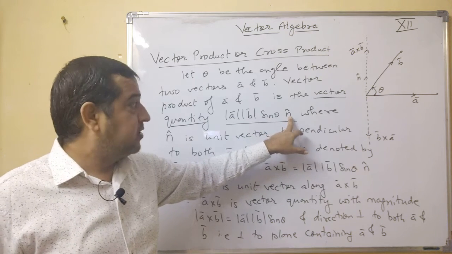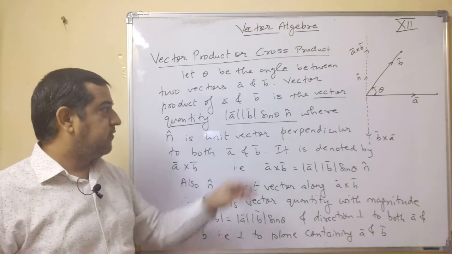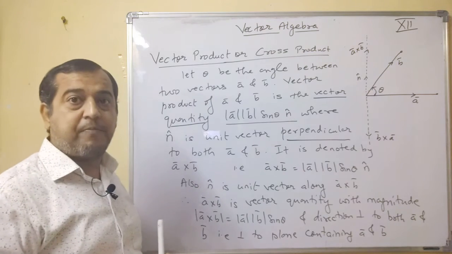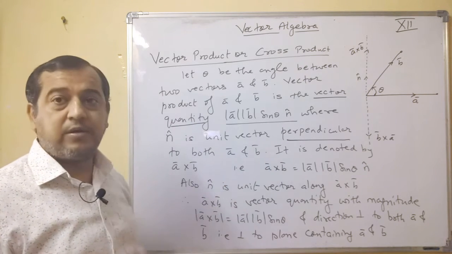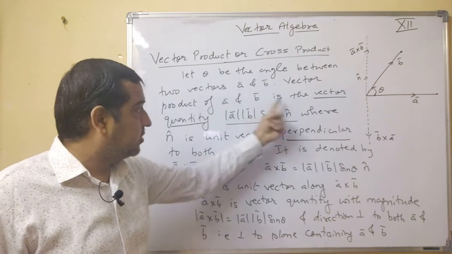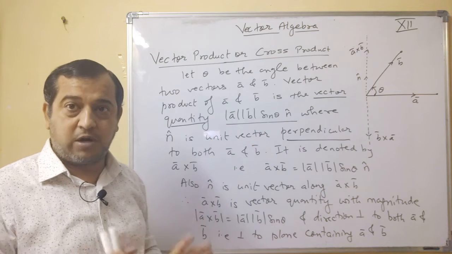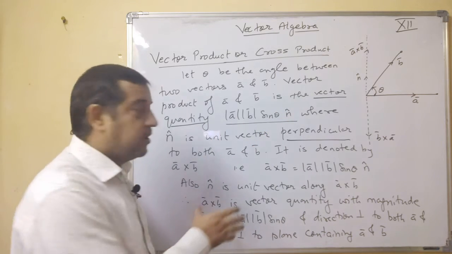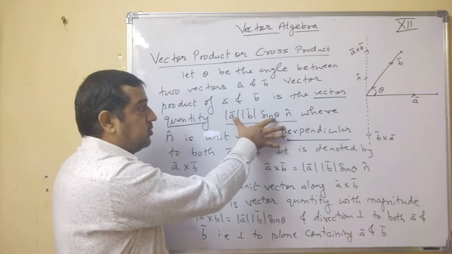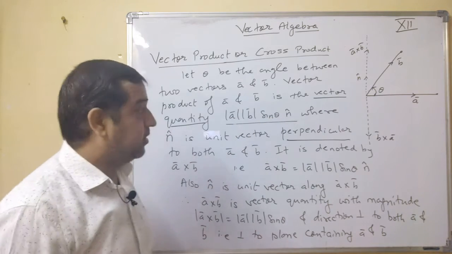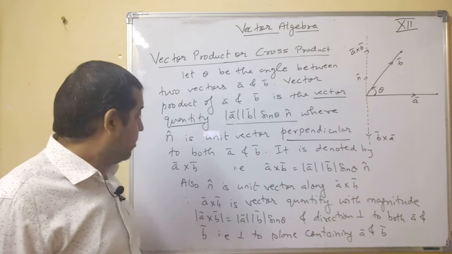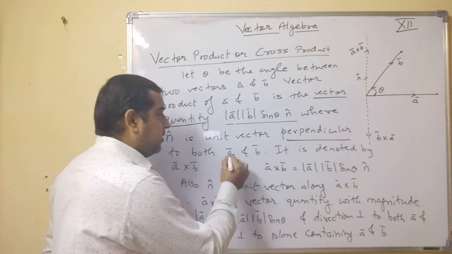What is n cap? Where n cap is a unit vector perpendicular, important word, perpendicular to both vector A and vector B. Now this n cap is joined with the magnitude part, so this complete quantity is a vector quantity. This part will be the magnitude because n cap is a unit vector, and n cap has a direction which is perpendicular to both vectors, vector A and vector B.